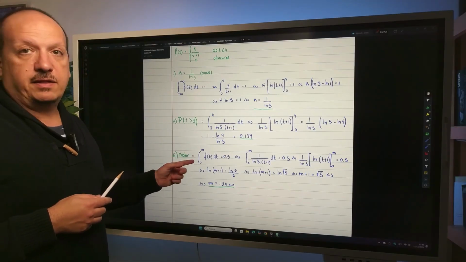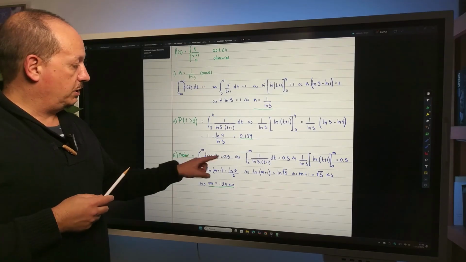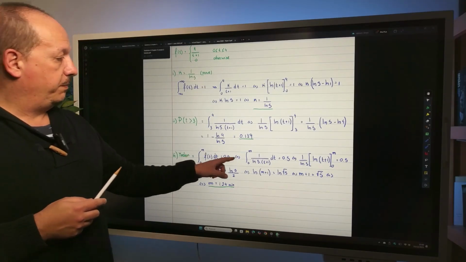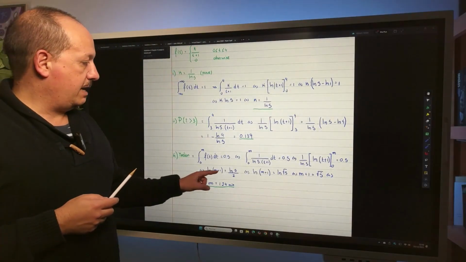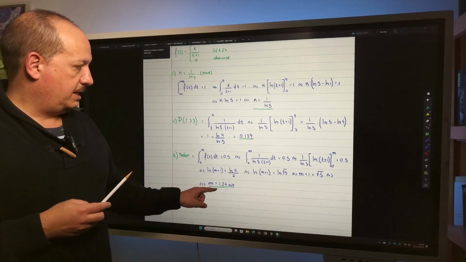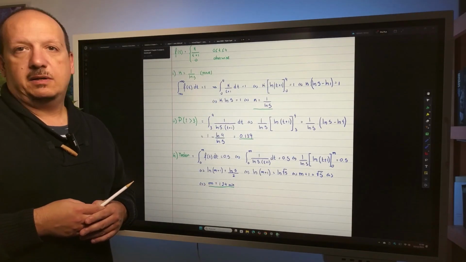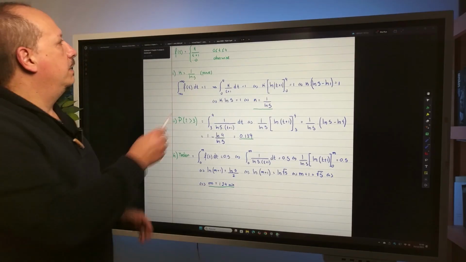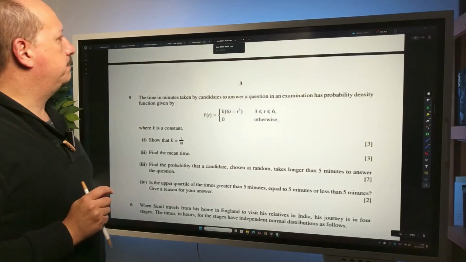So here are the limits of integration, 0 and m, of the function, equal it to 0.5. Solve it for m until you find the value of m is going to be 1.24 minutes. And that's basically it. Last one, June 2009, paper 7.